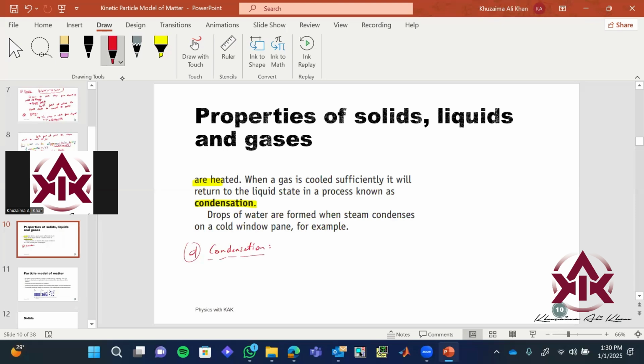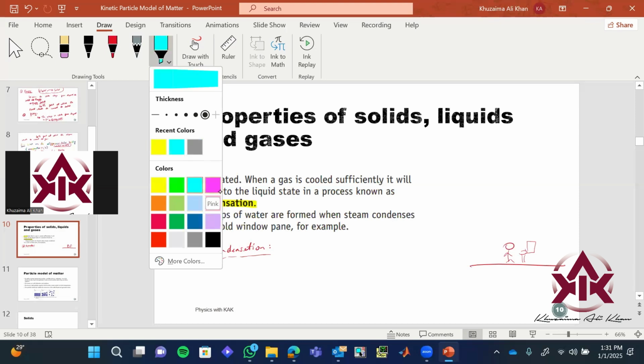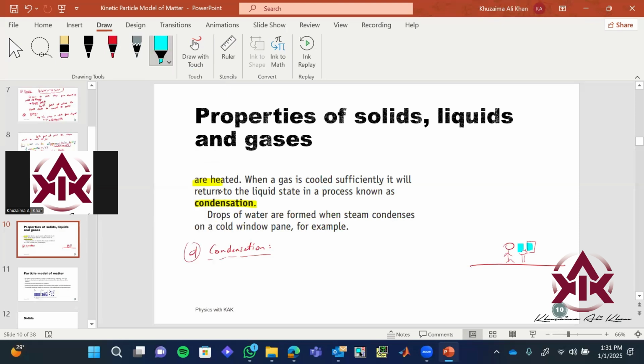Just imagine you're washing your face in winter with hot water, and you have a wash basin and a mirror over here. You are washing your face with hot water and you can see the steam building up over here. Let's say the temperature is 15 degrees Celsius, and the water is at 31 degrees Celsius.